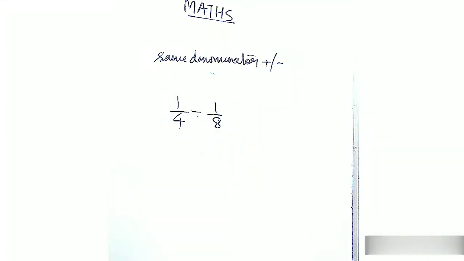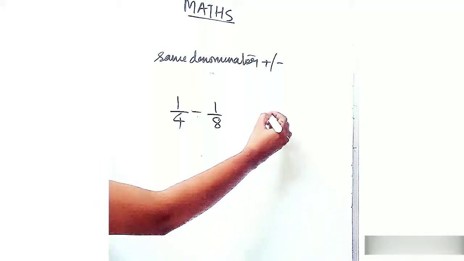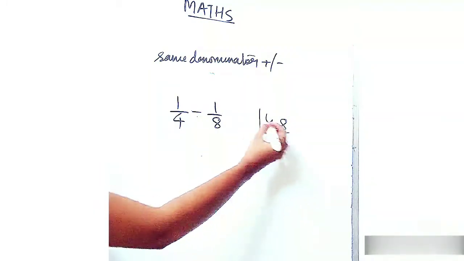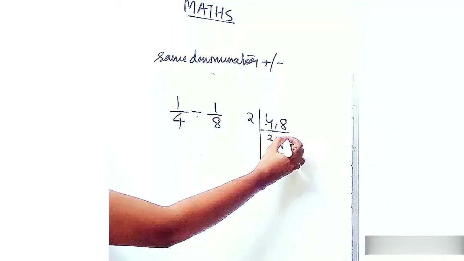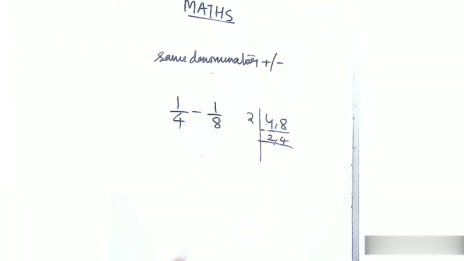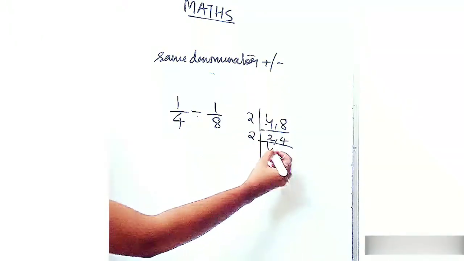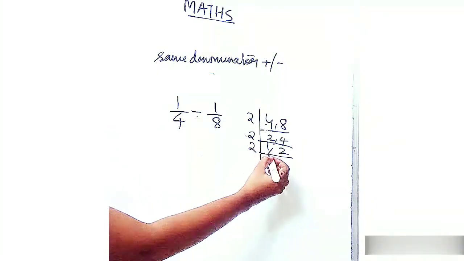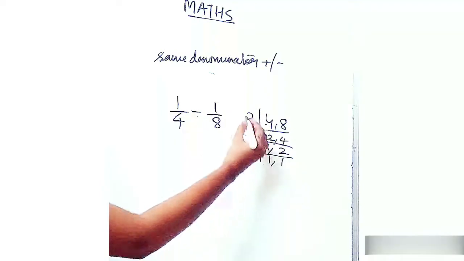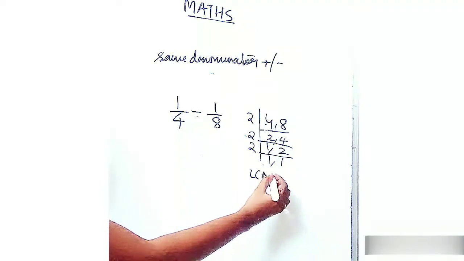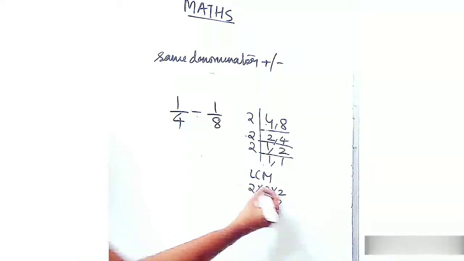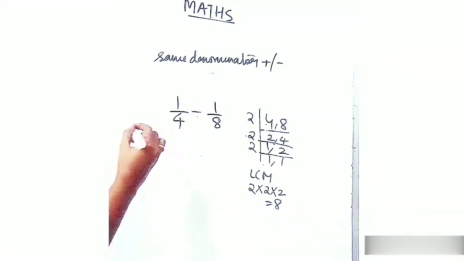Is the denominator same? No, student. So I will take the LCM. 4 comma 8. 4 and 8 come in the 2 table. 2 fours are 8. Now I will take 2 ones are 2, 2 twos are 4. Next again 2 ones, 1, 1. So we got it. Now the LCM is 2 into 2 into 2. So the answer is 8. Now we'll change it.